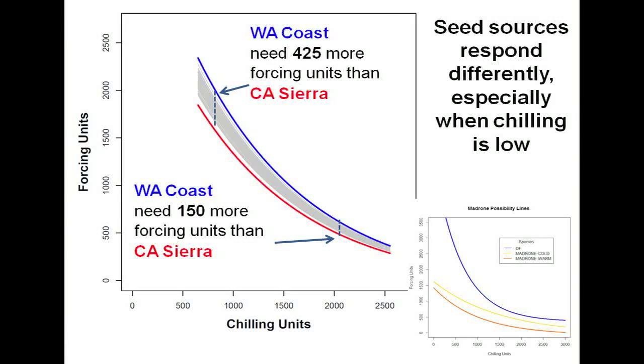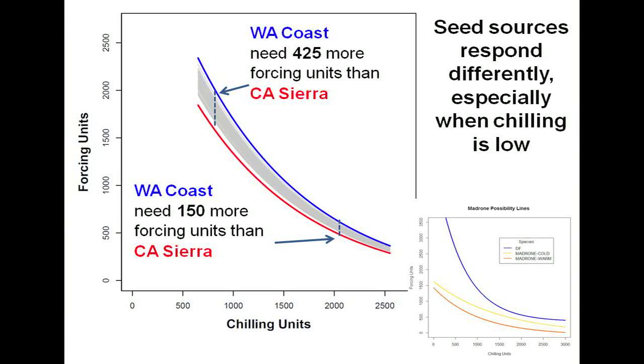But in addition to looking at different species, we can also look at different populations within a species. So in this case, we have a sheaf of possibility lines for Douglas fir. And the one on top, the blue line, is for the Washington coast, and the one on the bottom is for the California Sierra. And with a lot of chilling, there's not a lot of difference between those lines, but if you're low on chilling, there can be a substantial difference.